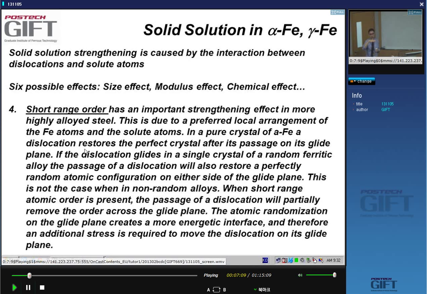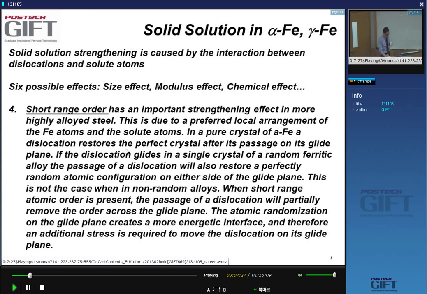However, when you have an ordered structure, most of the time when a dislocation passes through, this ordered structure is not kept after the dislocation has passed. So there is an energy difference before and after the passage of this dislocation, and this also leads to strengthening effects. Because short-range order is present, the passage of this dislocation partially removes order across the glide plane, and you basically randomize the crystal. That has an effect on the stress you need to move the next dislocations through that same region.